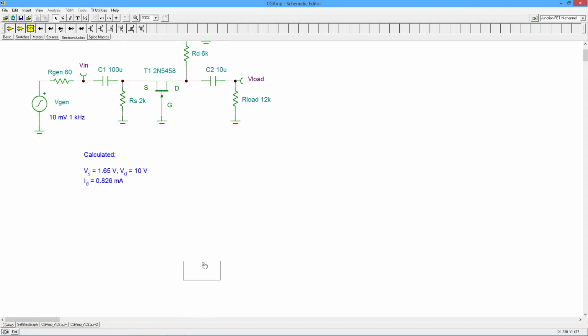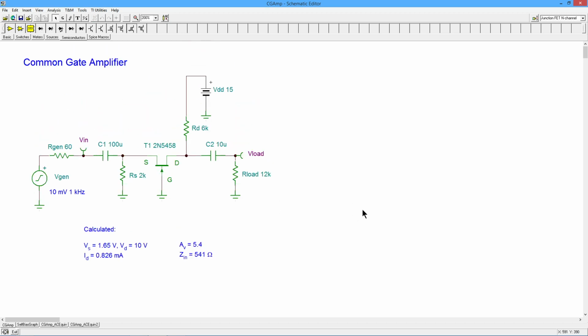So let me bring up those calculated values that we expect. All right, so gain of 5.4, a ZN of 541. Now, what I want to do is some AC sims just to see if, in fact, this is correct. So the first thing I'm going to do is take a look at the voltage gain. We'll just do a little transient response on this. Now, there is going to be a small amount of loss on the front end. We have the Rgen of 60 ohms, and this, looking in, is 541.